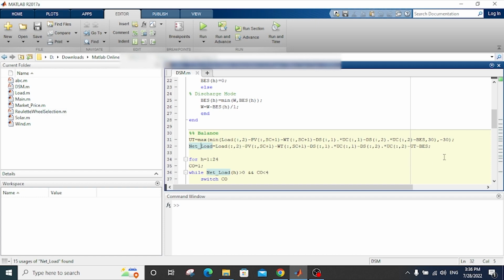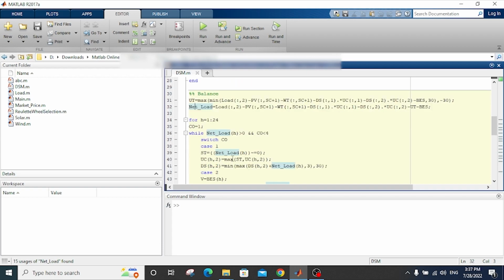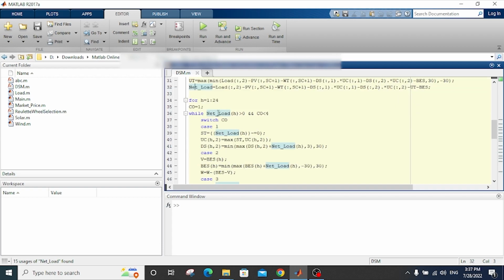If the load is more than the generation, the net load is positive. If the generation is more than the load, the net load is negative. After that, we start a while loop here. If the net load is not equal to zero, or the counter is less than 4, as you see here, we are still in the while loop, and we repeat the process.